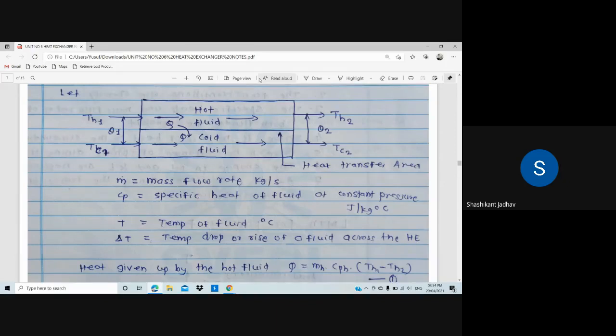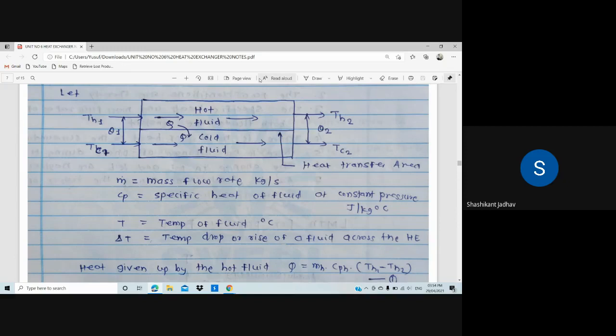Okay, so the diagram is over. There are two pipes: in one pipe hot fluid and in the other pipe cold fluid. The inlet temperature of the hot fluid is TH1. The outlet temperature of the hot fluid is TH2. The inlet temperature of the cold fluid is TC1, and the outlet temperature of the cold fluid is TC2. Whatever area is in between the hot and cold fluid, that is the heat transfer area. The temperature difference at TH1 and TC1 is theta 1, and at TH2 and TC2 is theta 2. Okay.